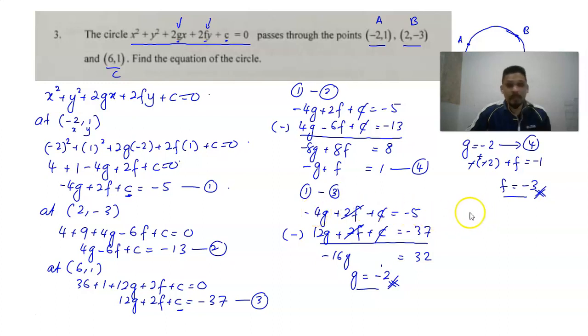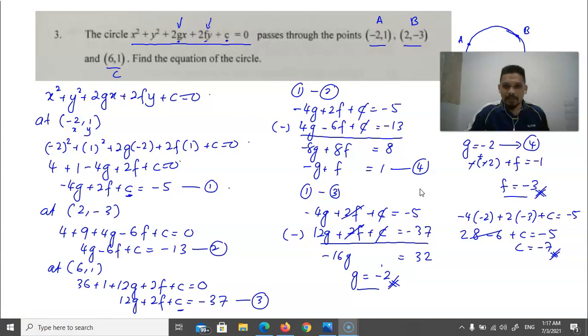Okay, so I choose equation 1 then. Negative 4g, which is negative 2, plus 2f negative 3, plus c equal to negative 5. Negative 4 times negative 2 is 8, minus 6, plus c equal to negative 5. 8 minus 6 equal to 2. Then c equal to negative 5 minus 2, negative 7.